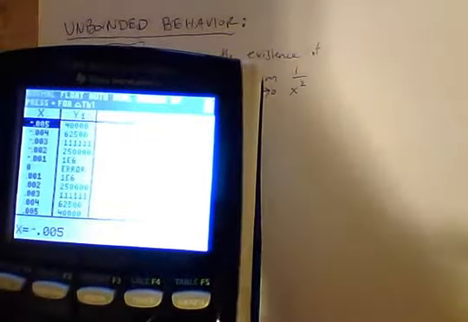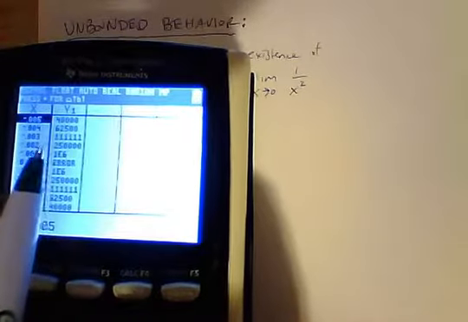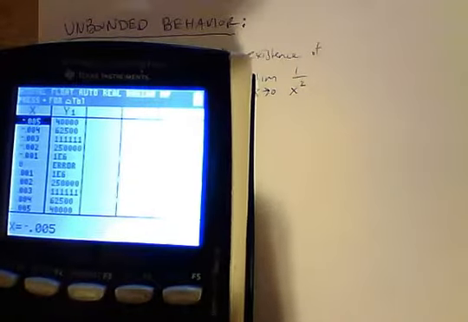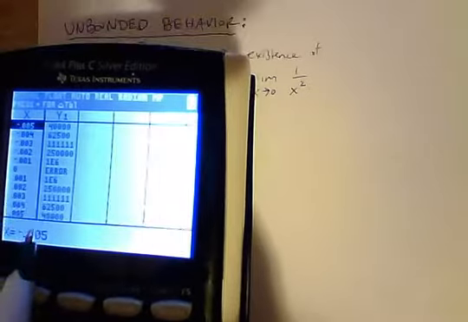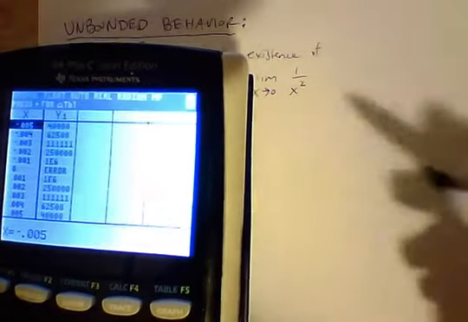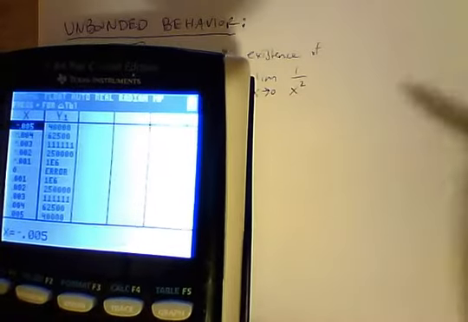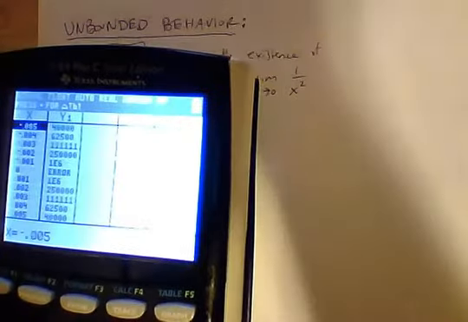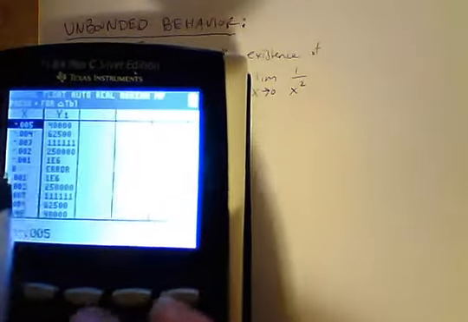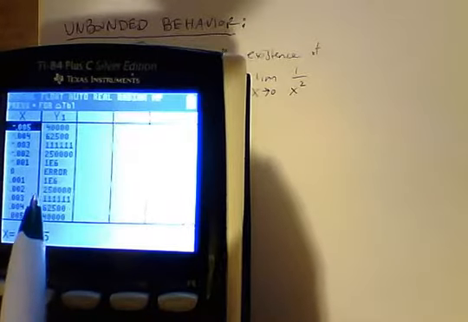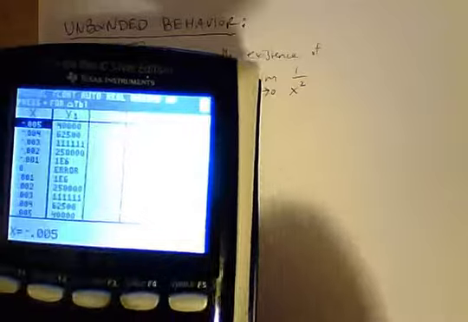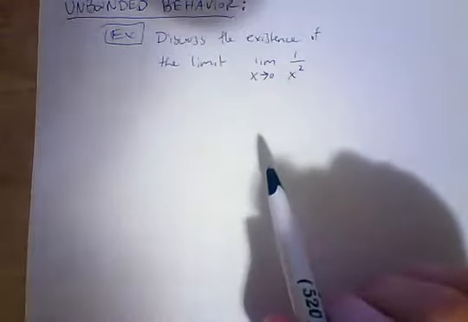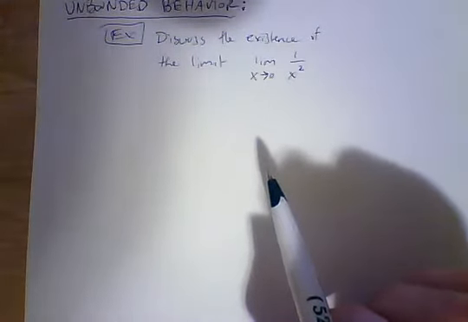Here's the thing. You can kind of ask yourself here, do they approach just one value like all our other limits have? And the answer is no, they don't. They approach ever-increasing values. Something squared in the denominator is going to forever increase. So it's not going to ever touch that asymptote at 0. It's just going to keep on increasing and increasing forever as we get closer and closer to 0. So that makes sense that they aren't going to touch 0 and they're not going to approach a value.